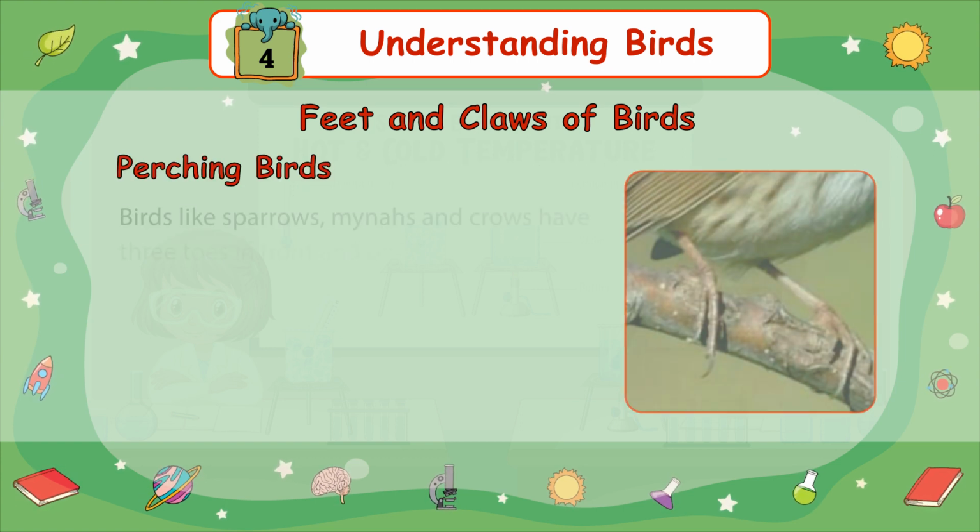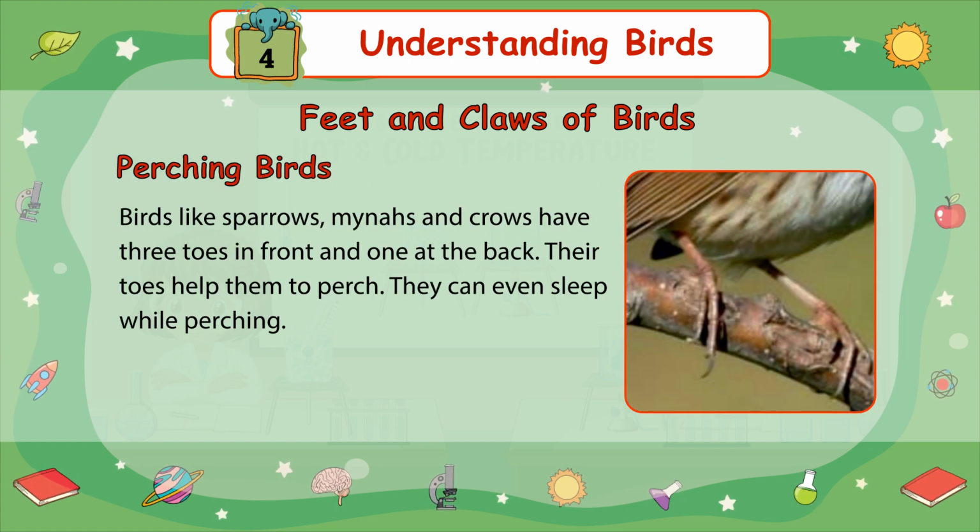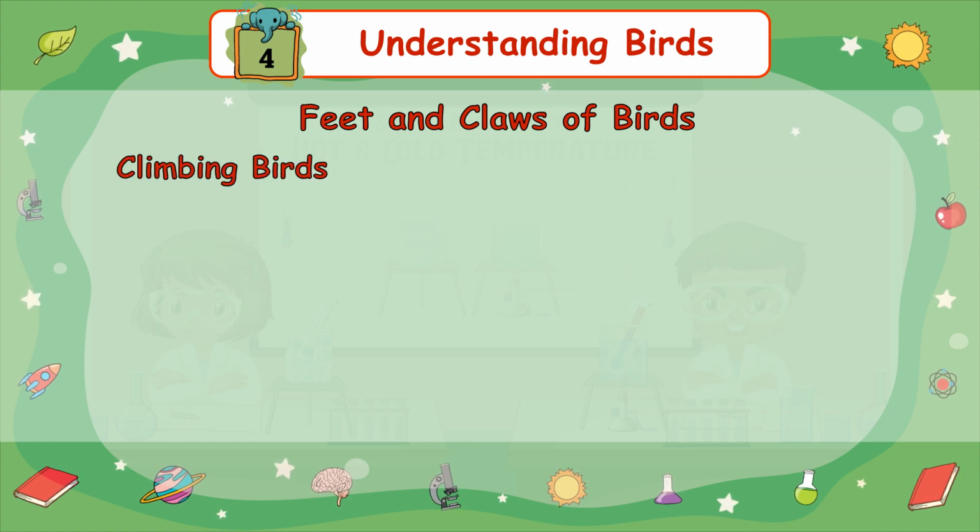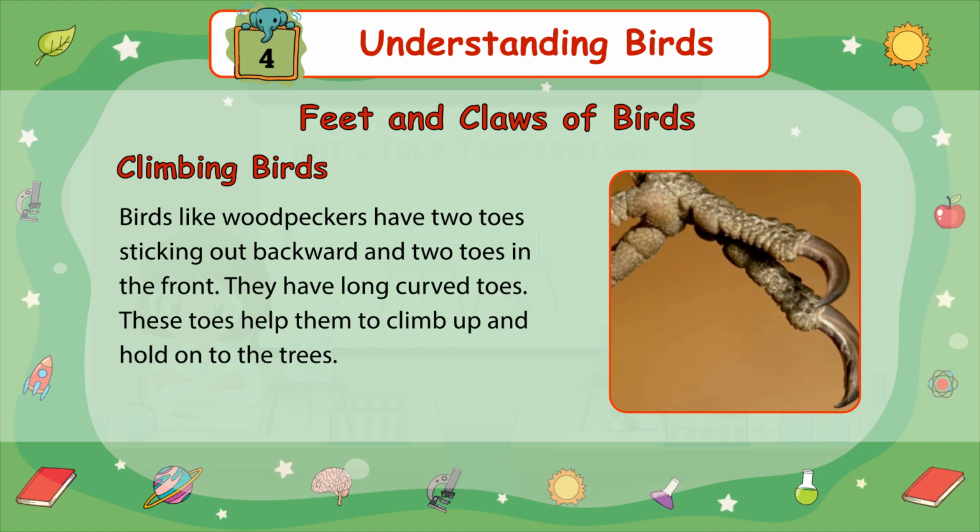Perching birds. Birds like sparrows, miners, and crows have 3 toes in front and one at the back. Their toes help them to perch. They can even sleep while perching. Climbing birds. Birds like woodpeckers have 2 toes sticking out backwards and 2 toes in the front. They have long, curved toes. These toes help them to climb up and hold on to trees.